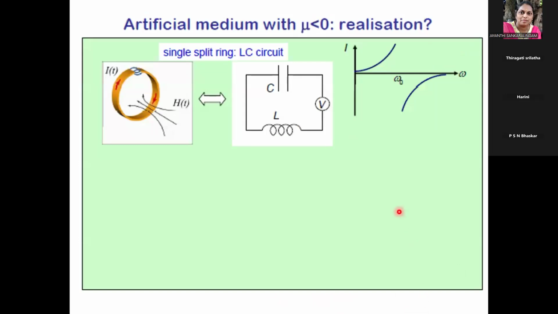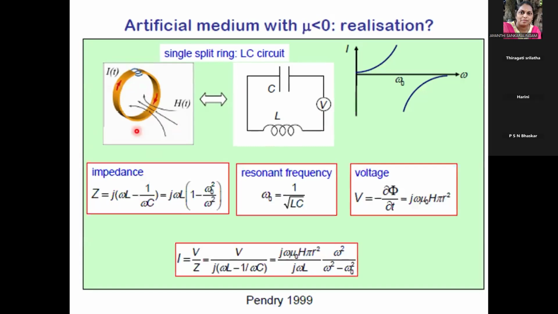Next, you can also have the negative mu by using a split ring resonator. So let us see what is the split ring resonator, or what is a resonator in general. A resonator consists of a combination of inductance and capacitance. At the resonant frequency, the current becomes infinity. If the current is varying, there will be a variation of the impedance.